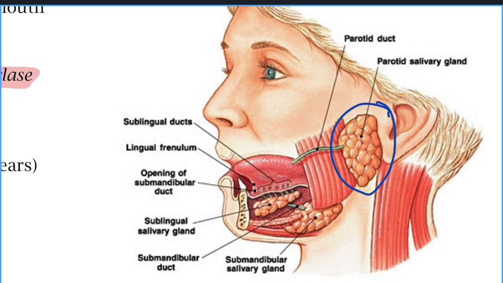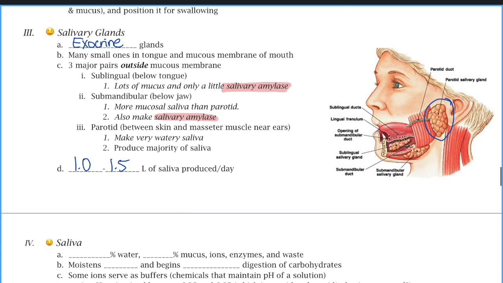On the exam, I'm going to have you know which gland is better suited for which environment. Do you need more mucus? Do you need something in between? Or do you need more watery saliva? So that's what's expected.